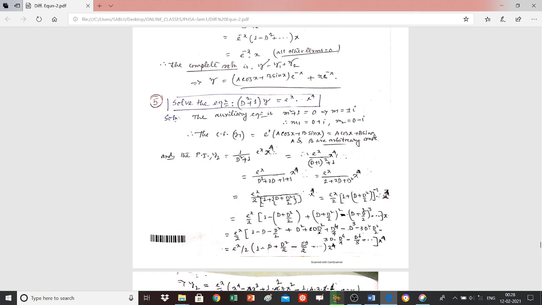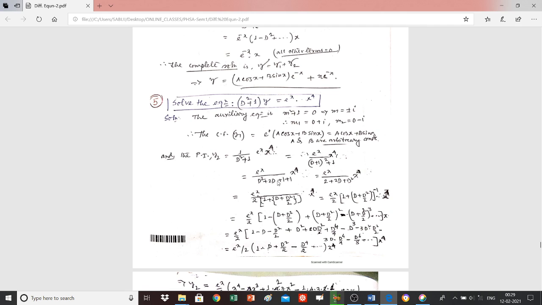Here is another example. D square plus 1, y is equal to e to the power x into x to the 4. So here is the complementary function, that is a cos x plus b sin x. You know how to calculate this. It is written here also, and the particular integral is y2 is equal to 1 by D square plus 1, e to the power x, x to the 4. It is equal to e to the power x, and you know that this e to the power x should be taken out here, and this D should be replaced by D plus 1. So D plus 1 whole square plus 1.